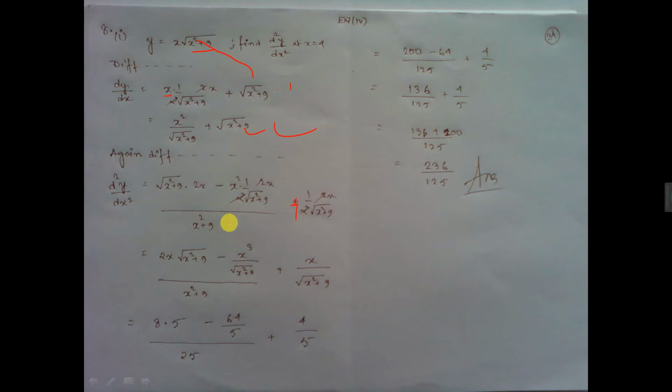Now put the value of x at x equal to 4. If you put 4, then 4 4s are 16 plus, now 25, square root means 5. Like this you calculate and get the answer.